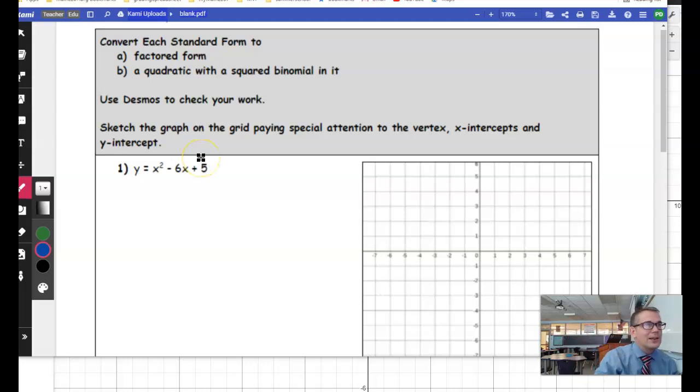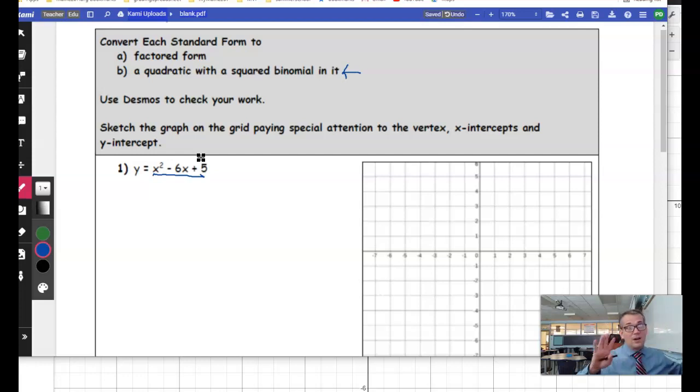So we're going to be given a standard form quadratic, and we're going to be asked to write it in factored form, and then again with a squared binomial in it. And that's a weird way to say it. We didn't quite get the real form name officially done in class, so the instructions look weird, but hopefully you'll recognize it as we use it. And then I want you guys to use Desmos to check your work. So here's how this might work.